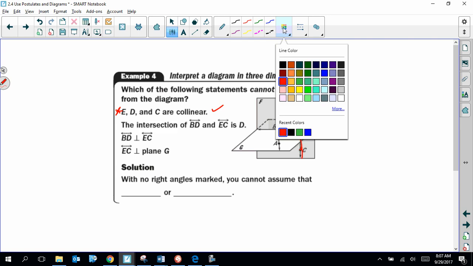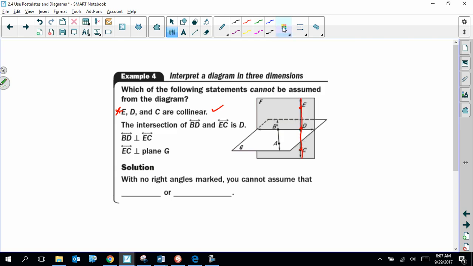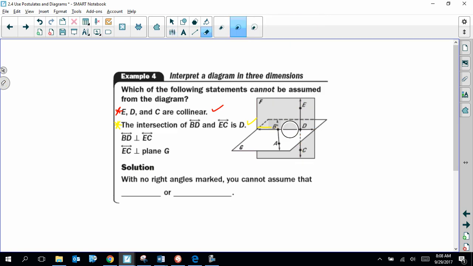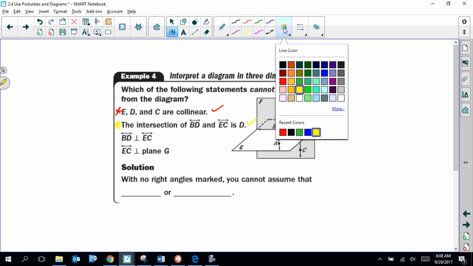Looking at the next one, let's try yellow. I think that will show up okay. The intersection of BD and EC is point D. Well, let's see. Here's BD and here's EC, and they do intersect at point D, so that pans out too. All right, so now let's clean this up a little bit so it doesn't get too cluttered. Moving on, let's try blue here.